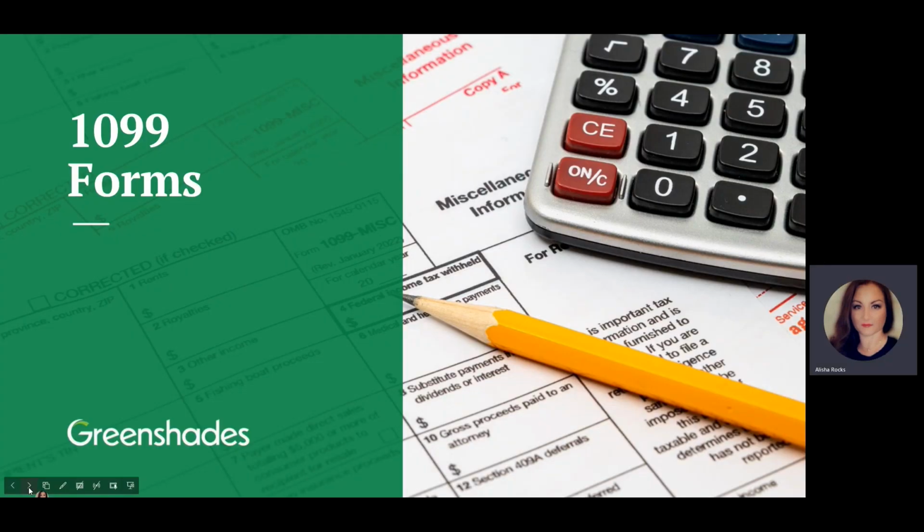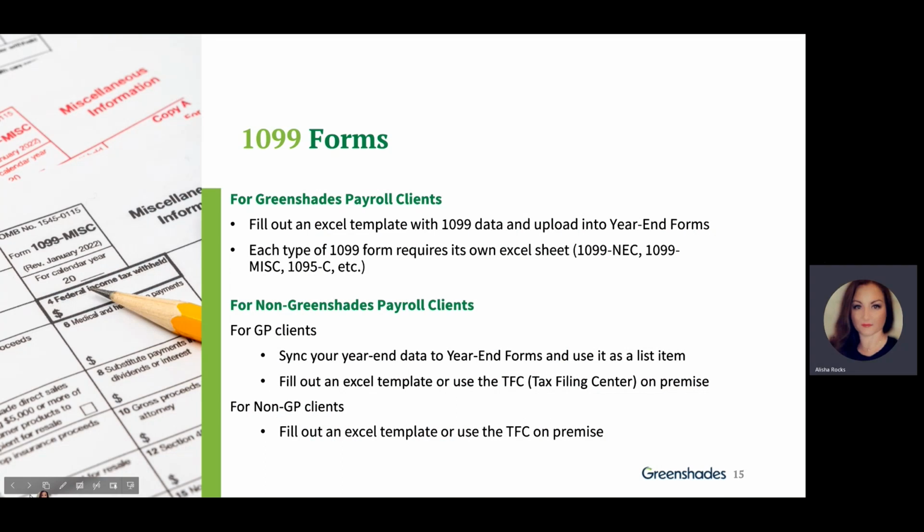So let's talk about 1099s. 1099 forms. So Greenshades payroll clients, when they get ready to do 1099s, they're going to need to fill out an Excel template to get that data into our year-end form system. 1099s is not something that we offer to our payroll clients at this time. And as I mentioned before, each 1099 form type is going to require its own Excel sheet. For non-Greenshades clients, you'll also have kind of a similar experience in most cases. We do offer the Excel template to our non-Greenshades users as well. But we also have a sync integration for our GP clients to pull that 1099 data over from GP into year-end forms.